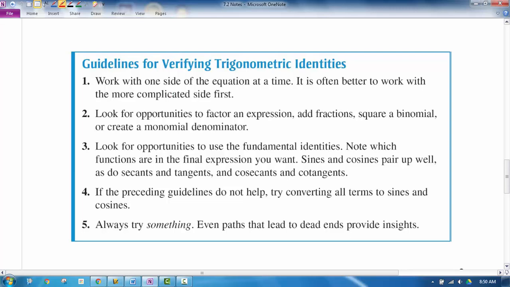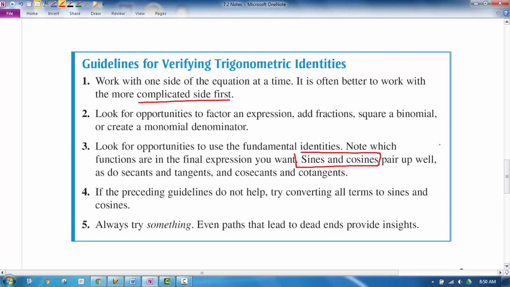It says work with one side at a time, which is what we're going to do. And we usually start with a more complicated side. Okay, we're going to look for opportunities to factor, to add fractions, to square a binomial, things like that. We're also going to look to put things in terms of sine and cosine.